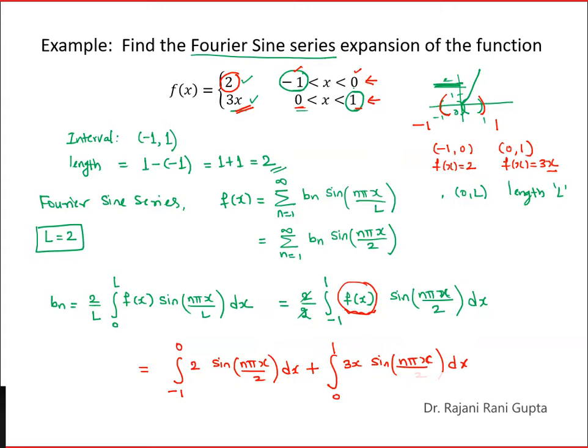When we complete it, we can see that this value of bn is divided into two parts. Let's say this is part 1 and this is part 2. We solve both the parts one by one.